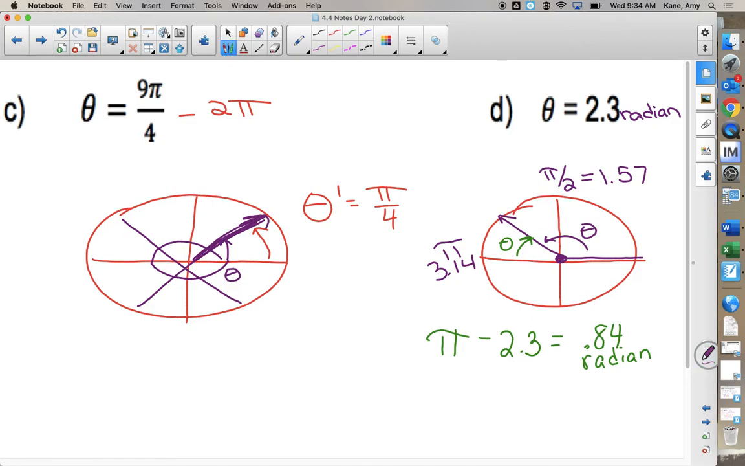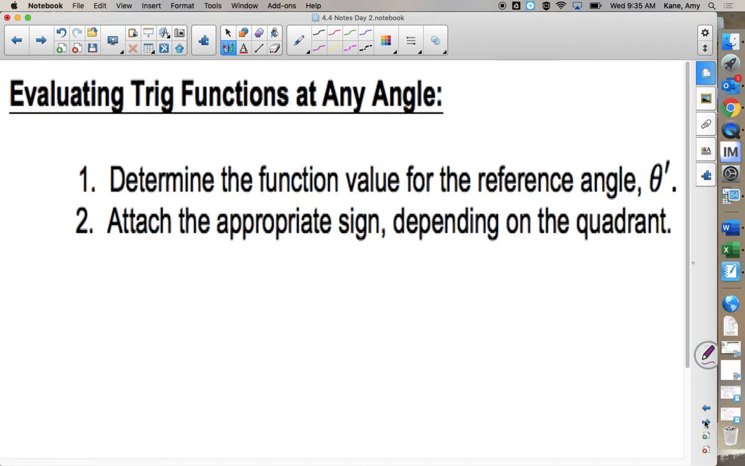So reference angles are useful, as it says at the bottom, because we can evaluate trig functions using reference angles. It says, to evaluate trig functions at any angle, determine the function's value for the reference angle. Attach an appropriate sign, meaning positive or negative, depending on the quadrant that it's located in.